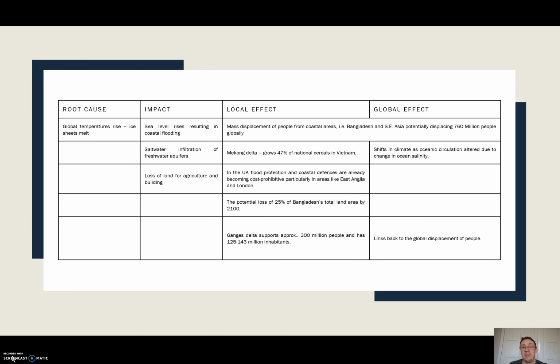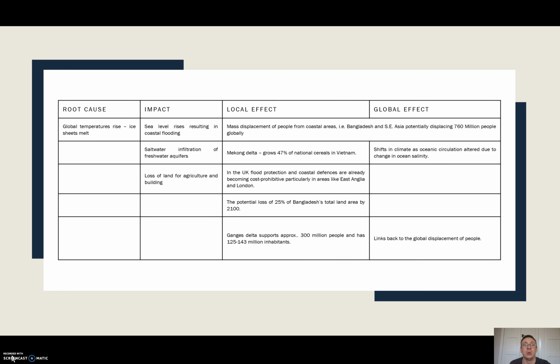Now, the visuals for this video aren't going to be particularly breathtaking, not that they are normally, but this is the general layout that we're going to be looking at. Root causes, so what is the actual part of climate change that we're talking about having an impact? What is that impact? What is the local effect? And then what is the global effect? And sometimes those effects are going to be shared.